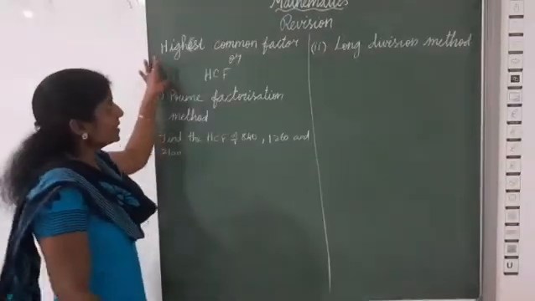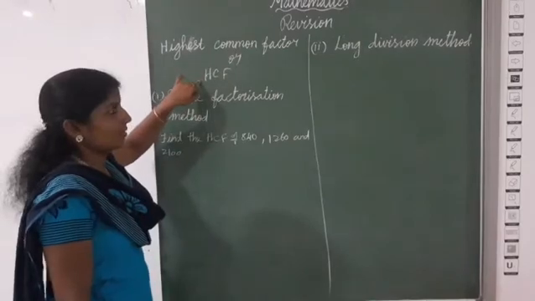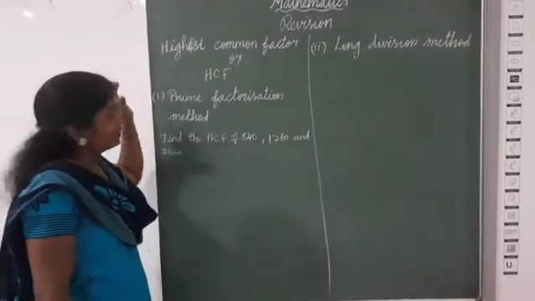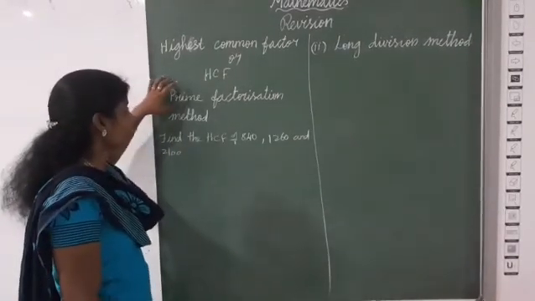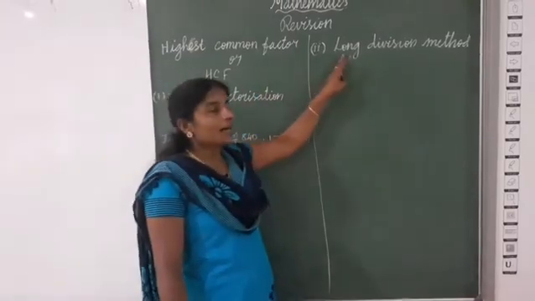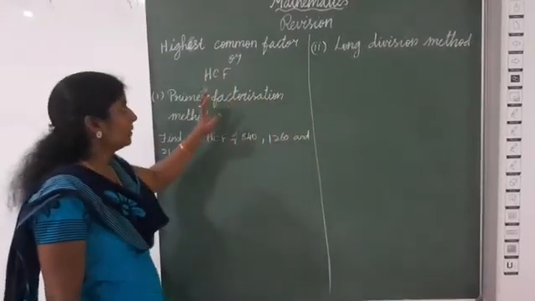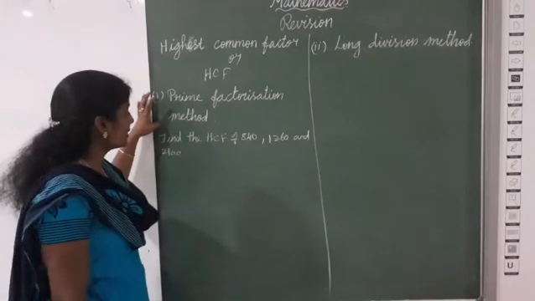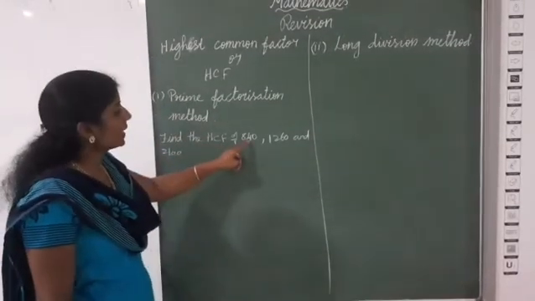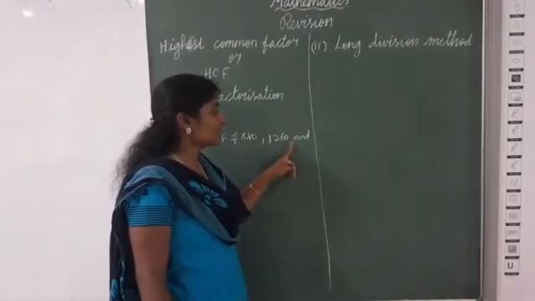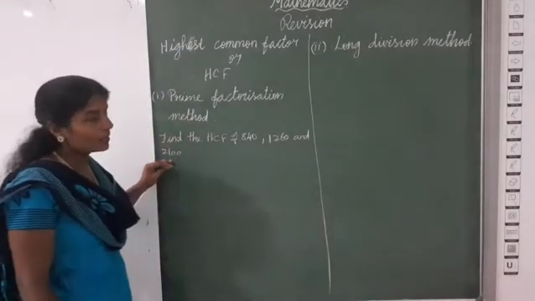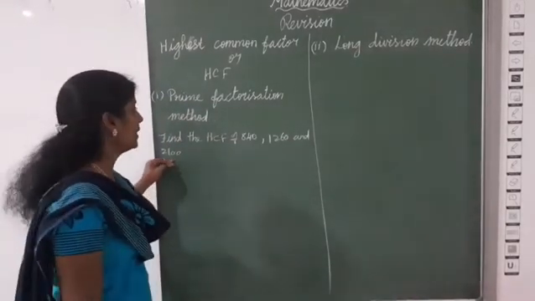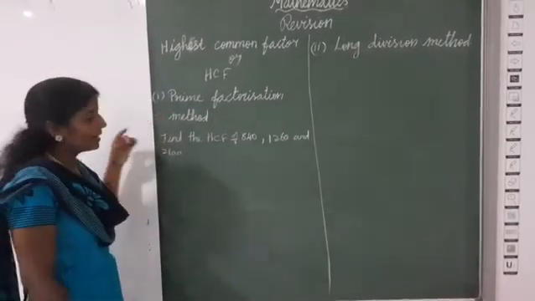Okay. Highest common factor or HCF. We have two methods. First one, prime factorization method. Second one, long division method. Okay. Using these two methods, find the HCF of 840 and 1260 and 2100. Okay. Now we can use the prime factorization method.